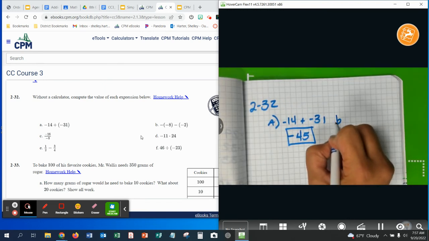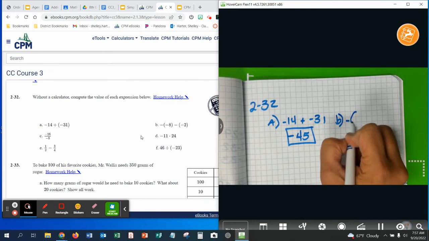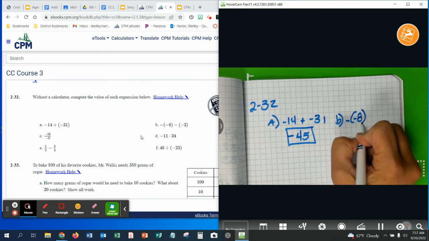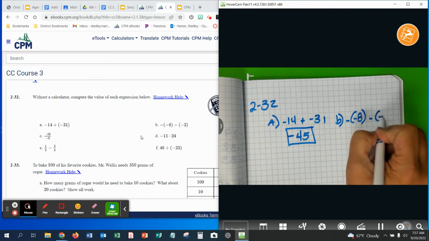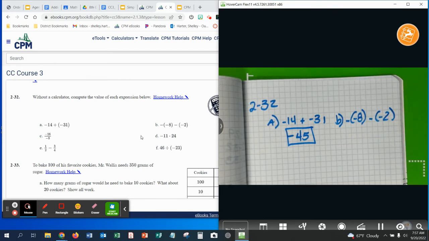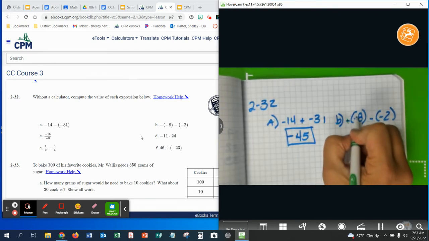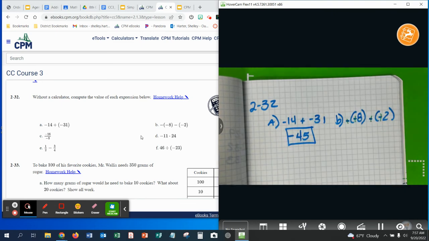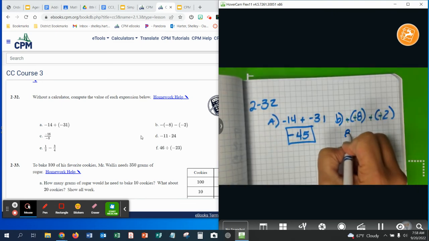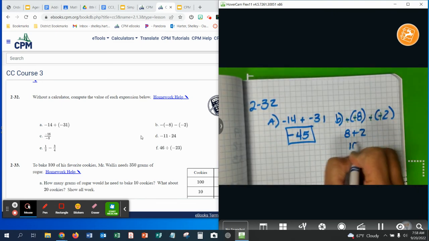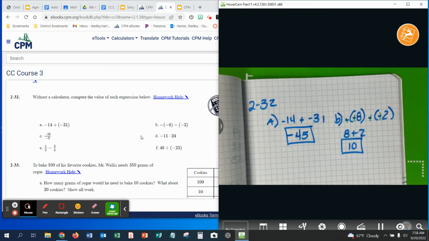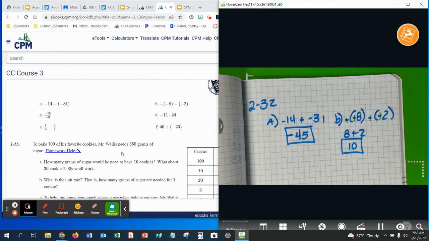B is a little different, right? B is going to be a negative 8 minus a negative 2. Well, guess what? Those negatives, because there's 2 in front of a parentheses, make it positive. So it's 8 plus 2, which equals 10. That's all you're doing with these. You do have a couple of fractions, but you should be able to add them.